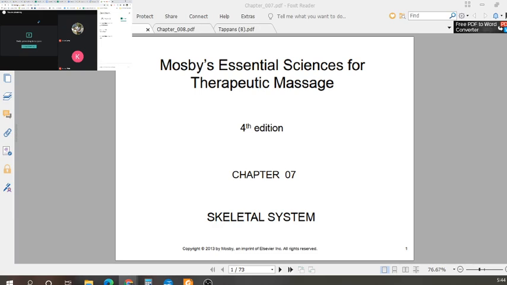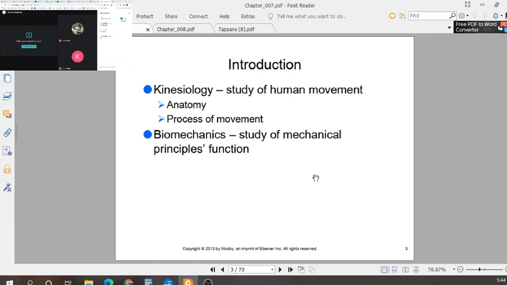Alright, so let's not forget kinesiology is studying movement, right? And so we need to know the parts that are moving and how they're related together. So we're learning all the parts of the system before we talk about how they move. Okay, if that makes sense. And biomechanics, of course, is movement of the human body.